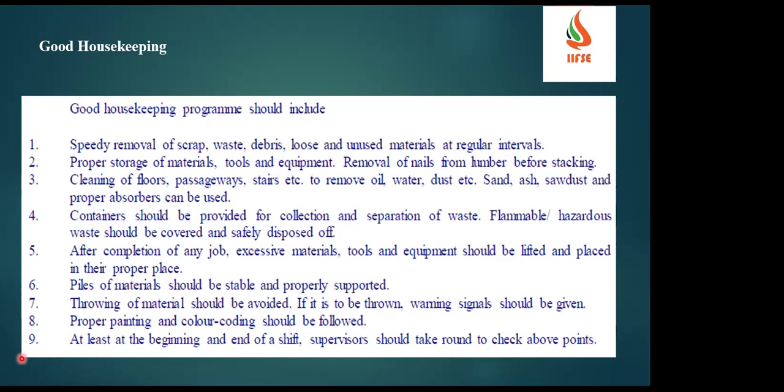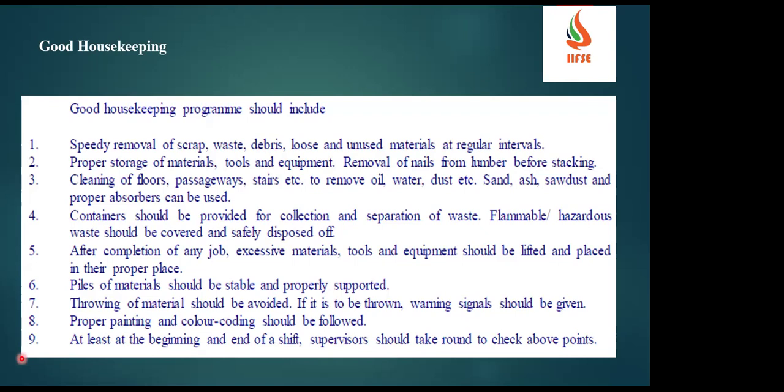Then after completion of any job, excessive material, tools and equipment should be lifted and placed in their proper place. The piles of materials should be stable and properly supported. Throwing of the material should be avoided. If it is being thrown, the warning signals should be given.